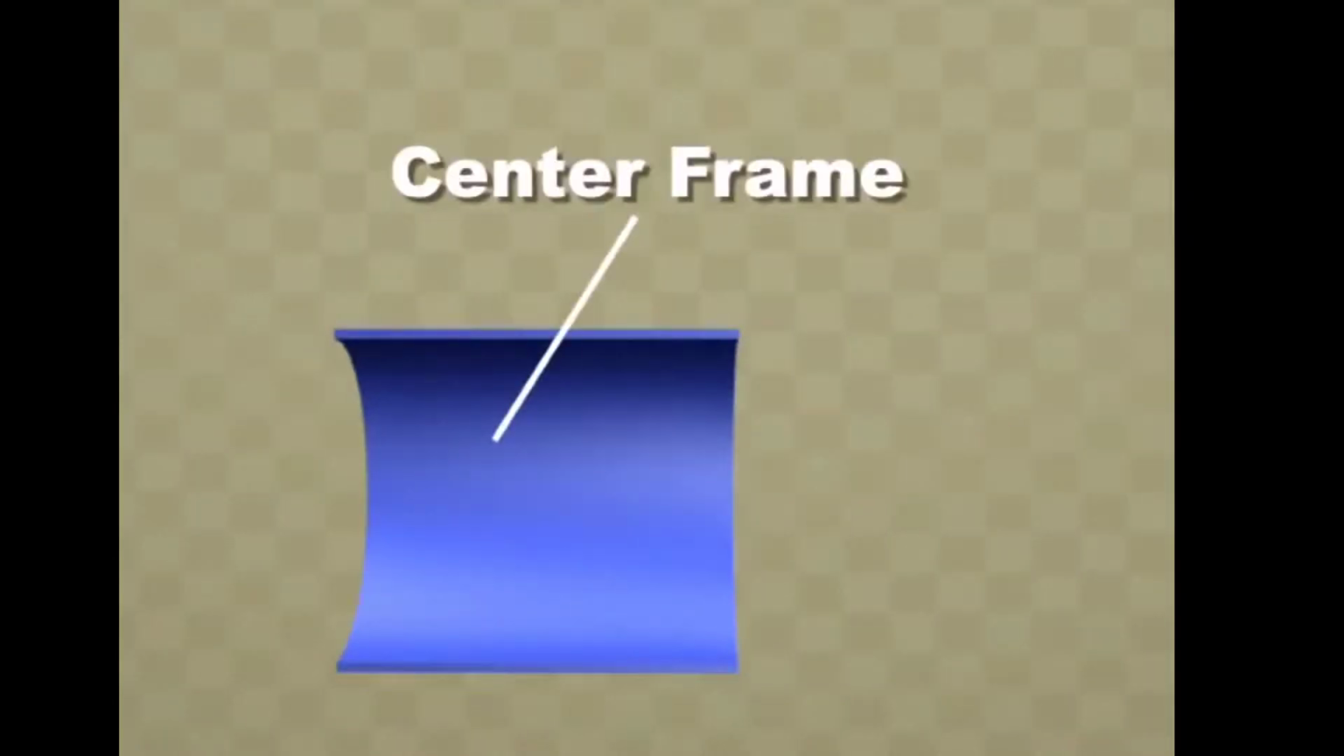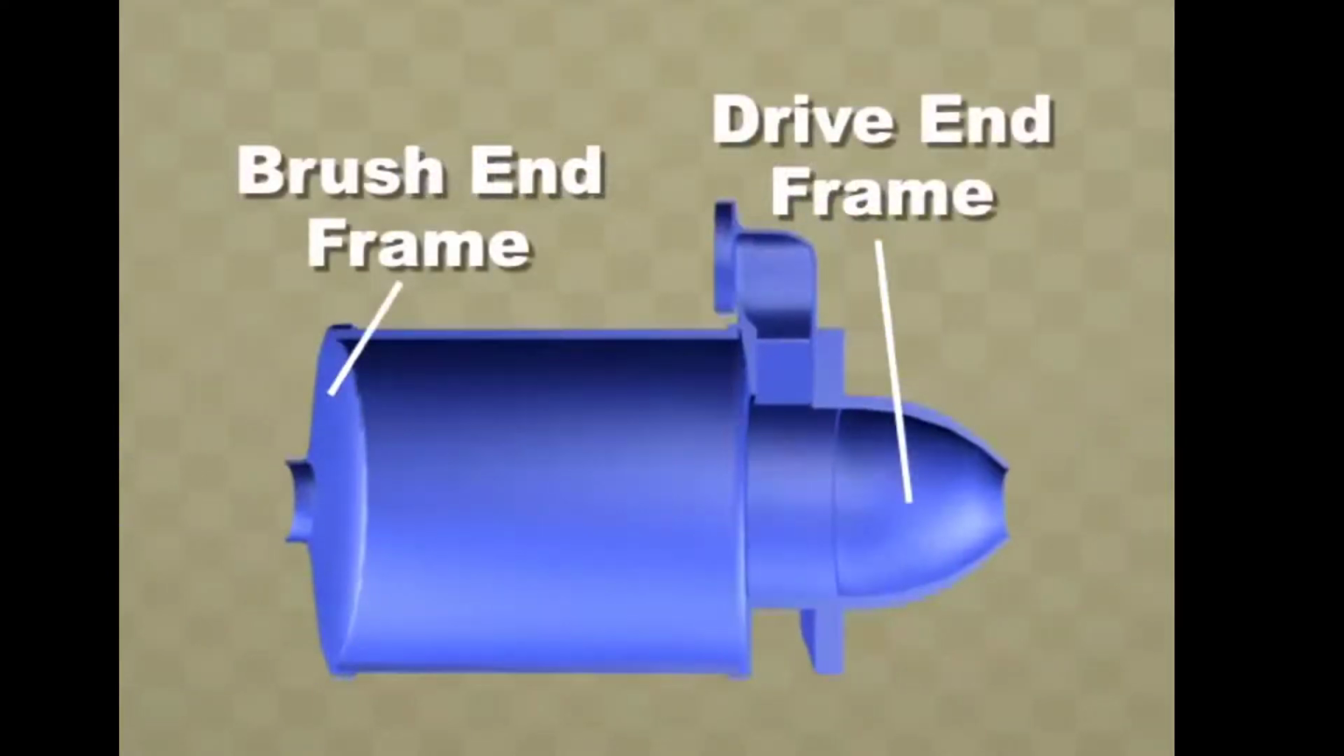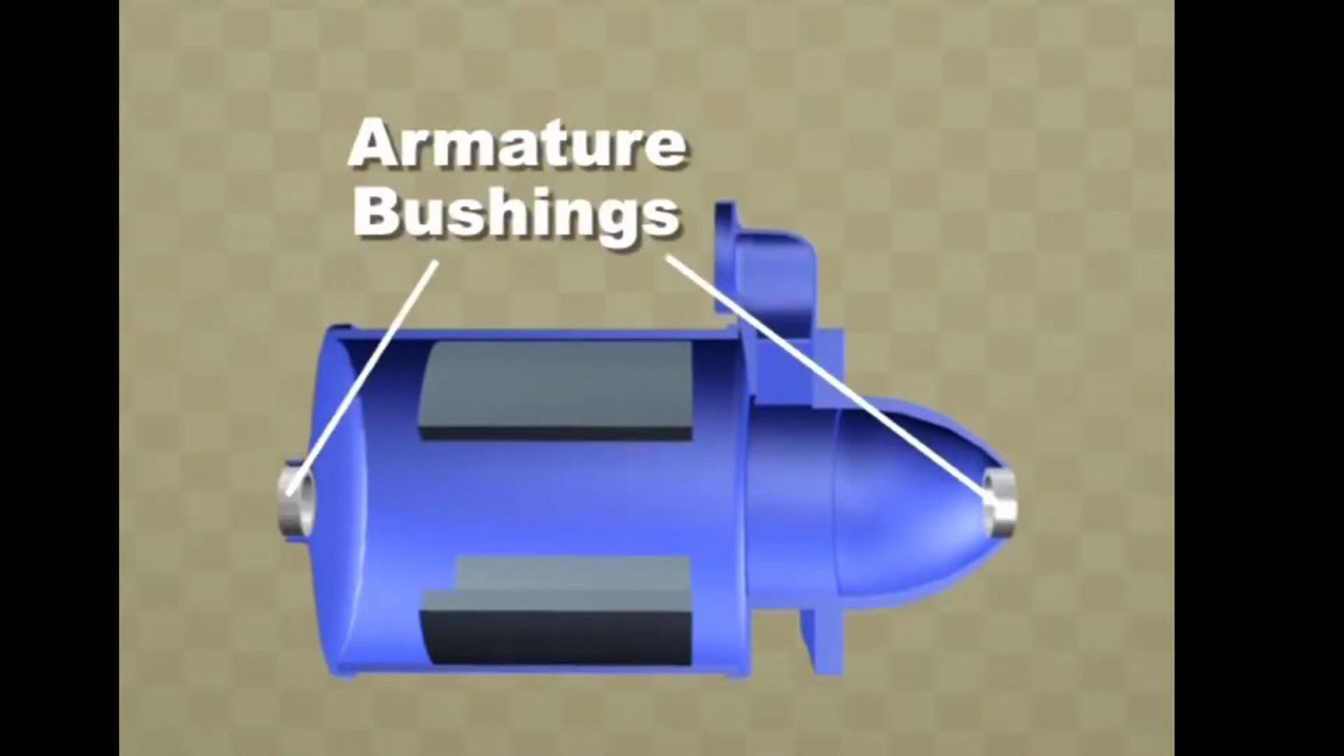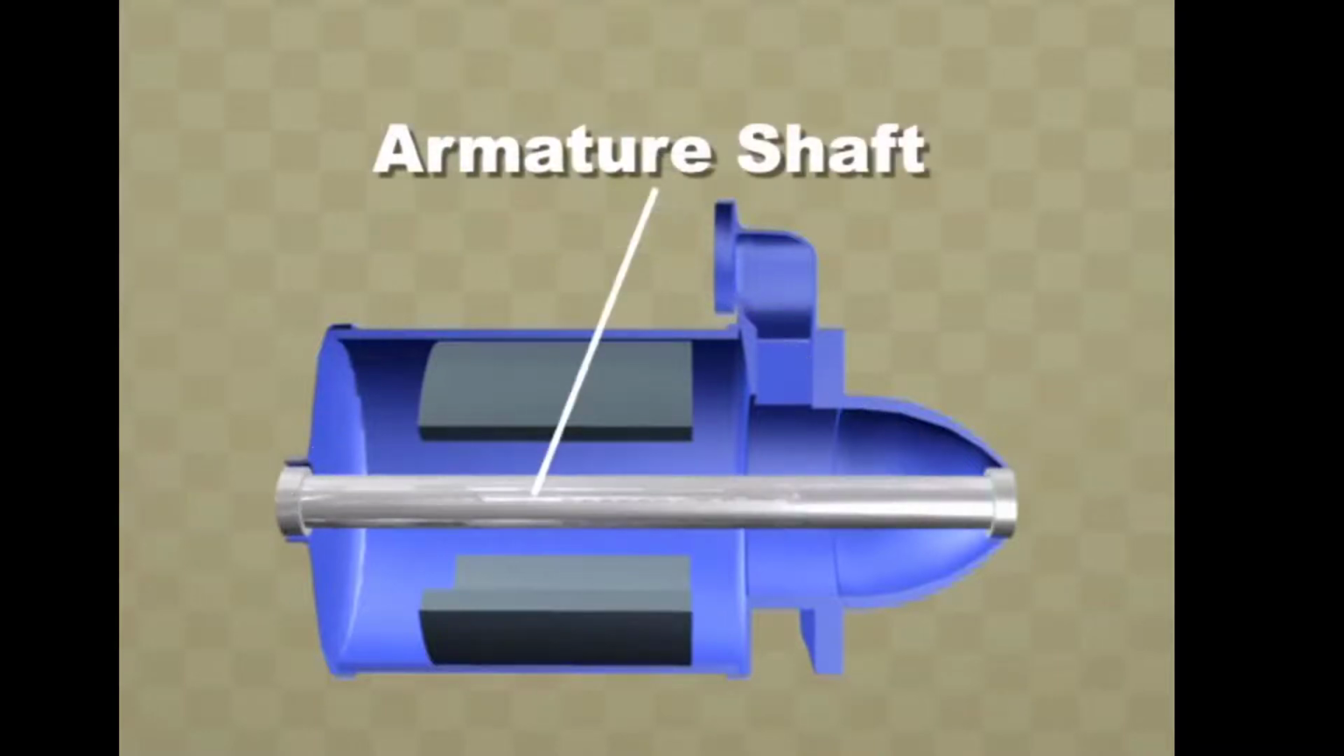The center frame is the foundation of an engine starter motor. It holds and supports the other major parts. The brush end frame connects to the rear of the center frame, and the drive end frame connects to the front or other end of the center frame. Field coils or permanent magnets mount inside the center frame to produce a stationary magnetic field. Armature bushings fit into the drive and brush end frames. They are used to support and allow the armature shaft to spin freely inside the starter motor assembly.